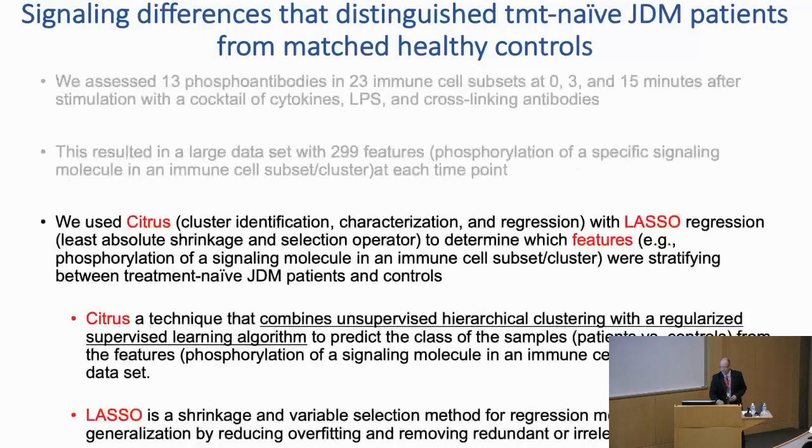And so we used a program called Citrus with LASSO regularization. I'm just going to summarize this briefly by saying Citrus is a technique that combines unsupervised hierarchical clustering with a regularized supervised learning algorithm. And LASSO is a program that enhances generalization by reducing overfitting and removing redundant, irrelevant terms.